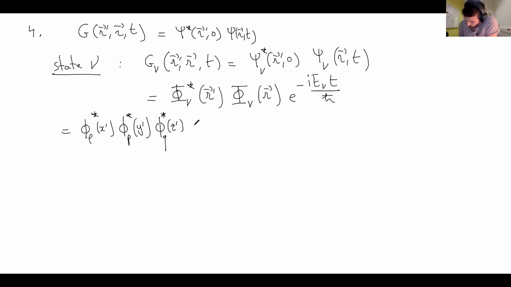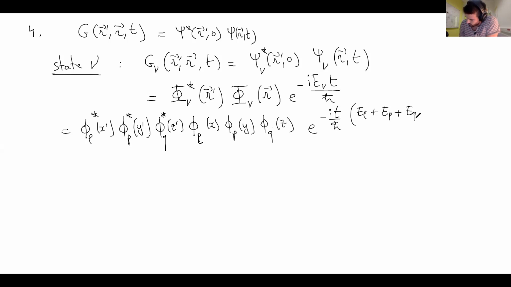Now for the other spatial amplitude, you have phi L of X, phi P of Y, and phi Q of Z. And then you have exponential minus I T over h bar, and you have the three energies, so EL plus EP plus EQ. So as you can see, it can be factorized. In fact, you see that the three directions are factorized. We knew that from separability. You have the X factor, which is basically that part. And then you have the Y and the Z.